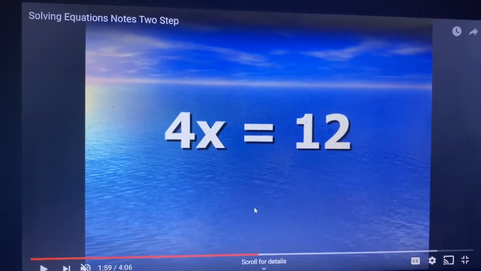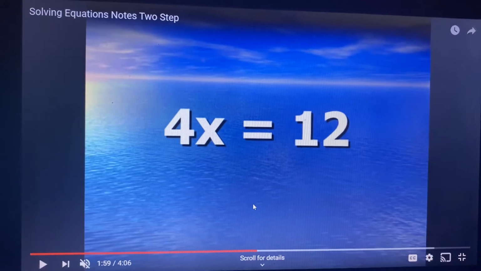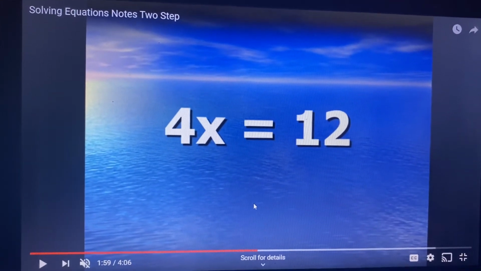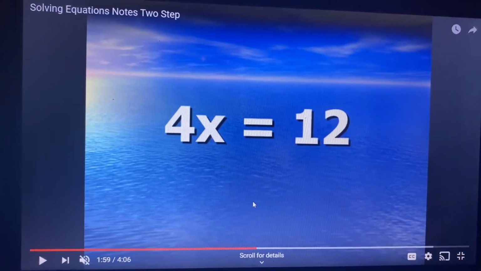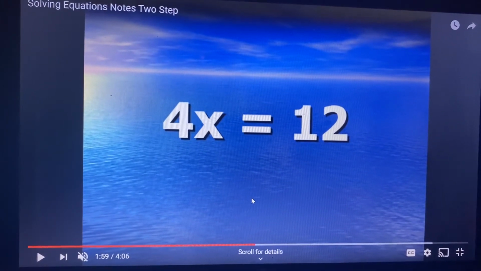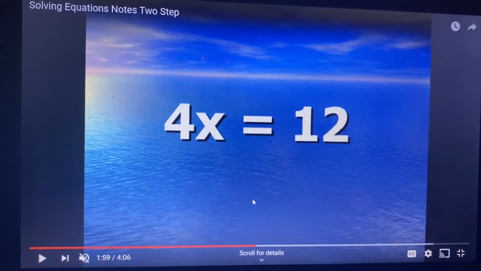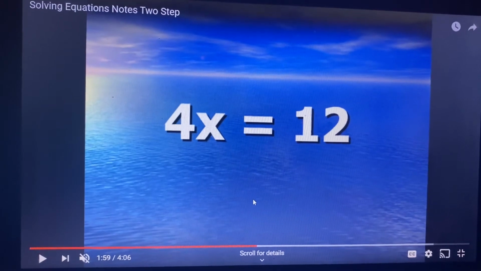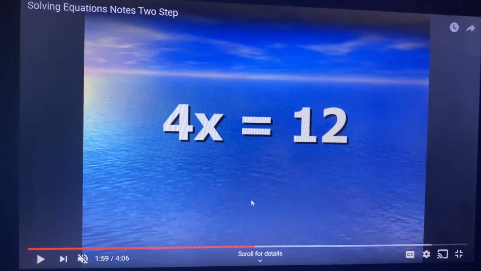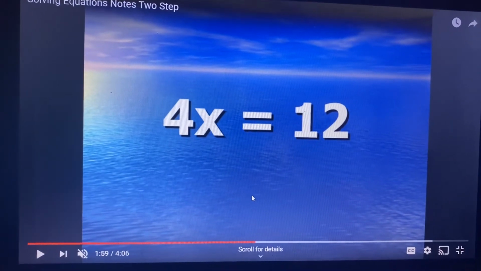Next, we have to undo any multiplication or division we see. And remember, our main goal is to get the variable by itself. Since 4 is being multiplied by x, we must do the opposite, the multiplicative inverse, which will be dividing by 4. And then 12 divided by 4.